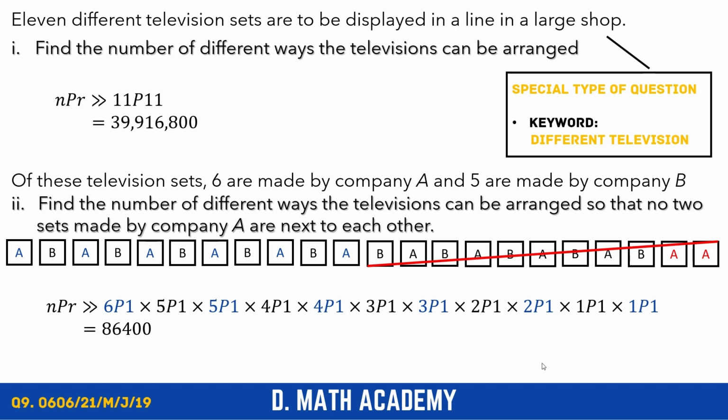For this particular question, the alternative method will be listing down 6P6 times 5P5, but it's harder to understand, so I didn't list it down. So your number of combinations will be 86,400 arrangements available. I use this blue color to represent set A so that you don't confuse yourself.